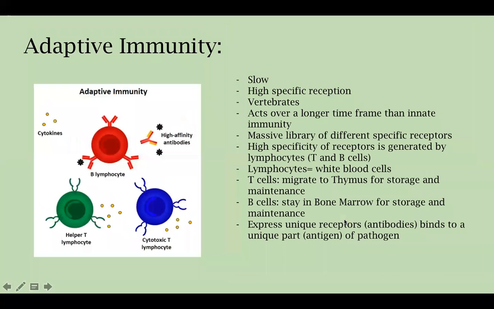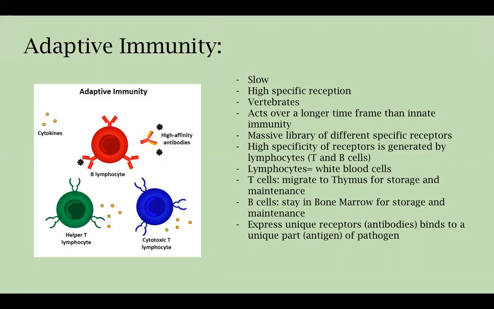So now let's move on to adaptive immunity. In comparison to innate immunity, adaptive immunity is much slower, only occurs in vertebrates, and acts over a longer time frame than innate immunity. What is so special about adaptive immunity is the highly specific reception that occurs. This high specificity of receptors is generated by lymphocytes. Lymphocytes are our white blood cells, and there are two different classes of lymphocytes. We have T cells, which migrate to the thymus for storage and maintenance, and B cells, which stay in bone marrow for storage and maintenance.